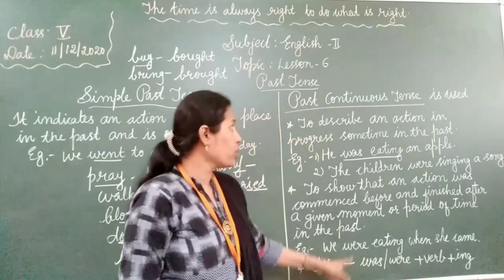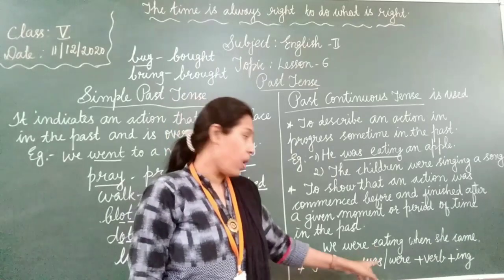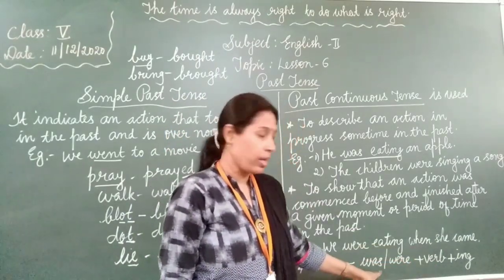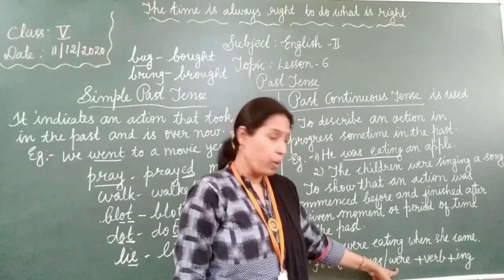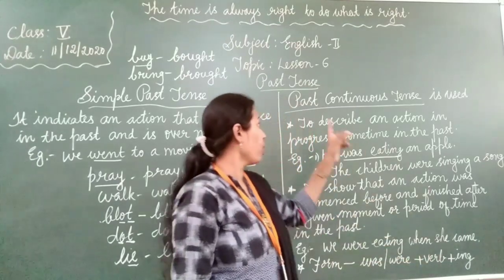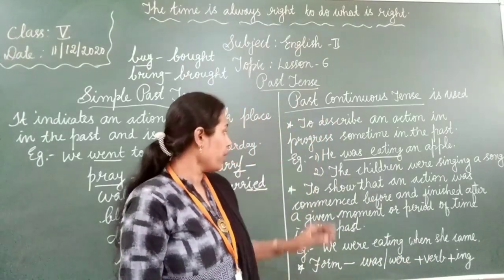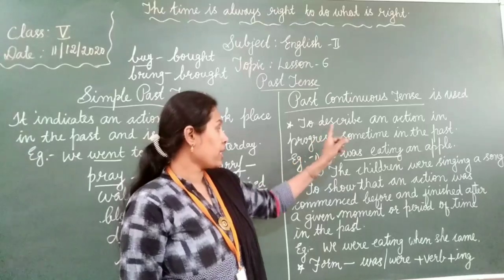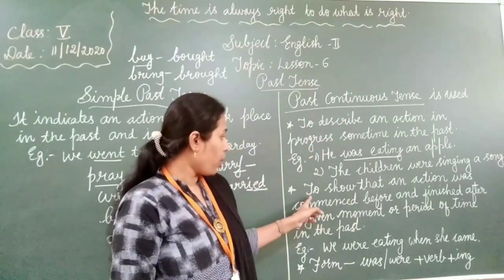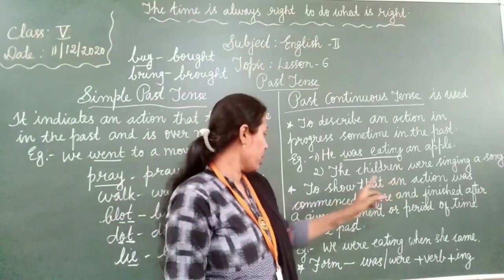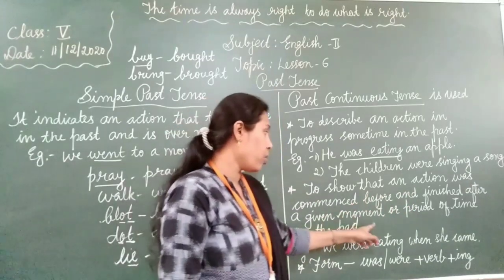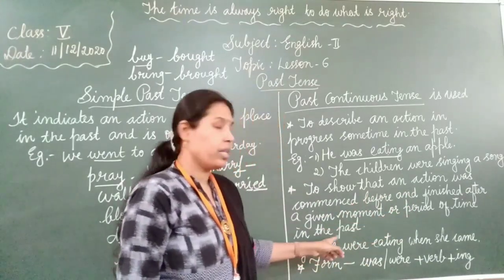So, what is the form used for past continuous tense? Was or were plus verb plus ing. Was is used for singular and were is used for plural, plus verb plus ing, for past continuous tense. Okay. So, it is used to describe an action in progress sometime in the past. And one more point, to show that an action was commenced before and finished after a given moment or period of time in the past.